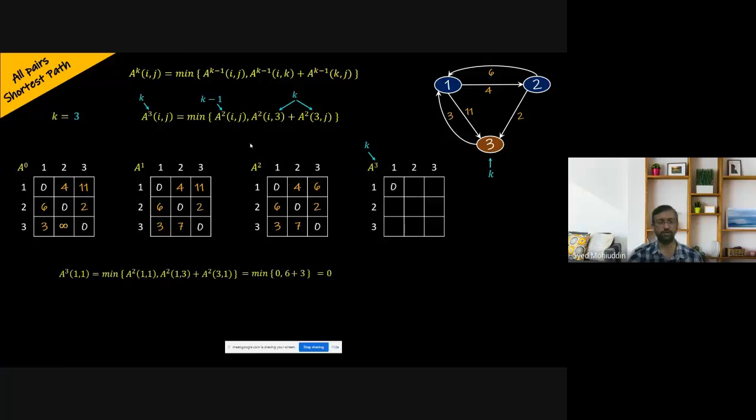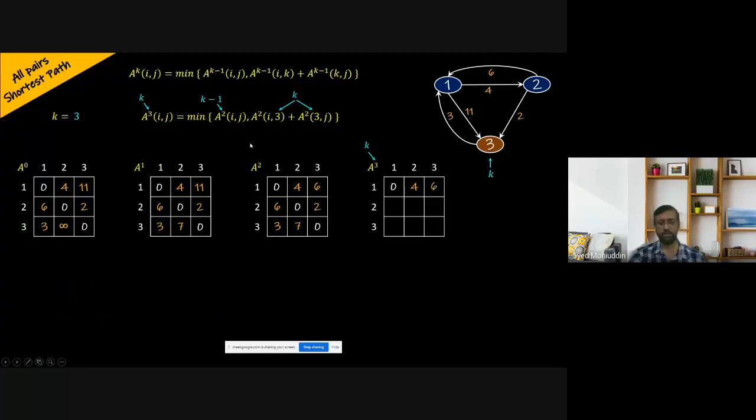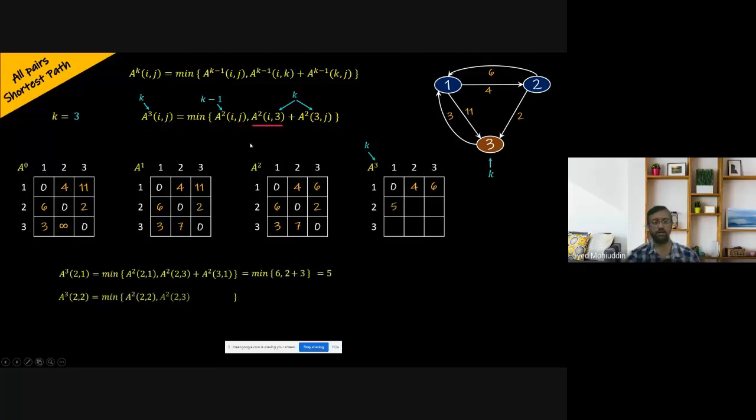So we compute A3 for all values. First we have to compute A3 of 1 comma 1, then 1 comma 2, then 1 comma 3. This is what we have already computed; these values over here, there is no change in the values. So you can just do it yourself, practice it, and then you will get the values. I'm just showing you the different values and how they are computed, so that it will be easy for you to keep track of yourself.